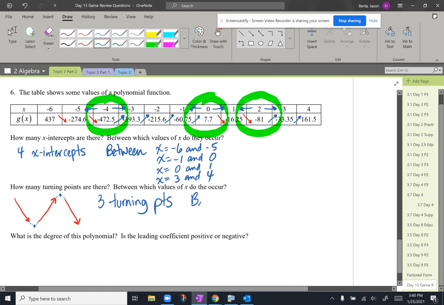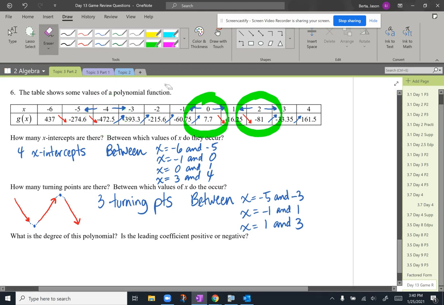So if I were to write out all 3 sets of x values, I would say between x equals -5 and -3 is the first one. Between x equals -1 and 1 is the second, and the third one is between x equals 1 and 3. And that covers the 3 turning points.